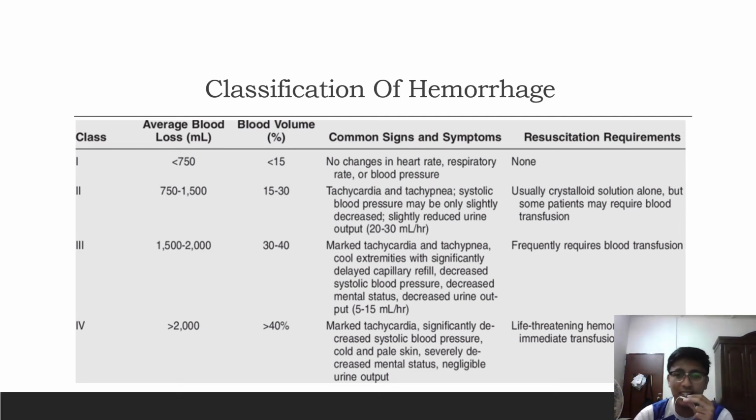In class 3, the signs and symptoms are marked tachycardia and tachypnea, cold extremity, significantly delayed capillary refill, decreased systolic blood pressure, decreased mental status, and decreased urine output, 5 to 15 ml per hour. In class 4, marked tachycardia, significantly decreased systolic blood pressure, cold and pale skin, severely decreased mental status, and negligible urine output.